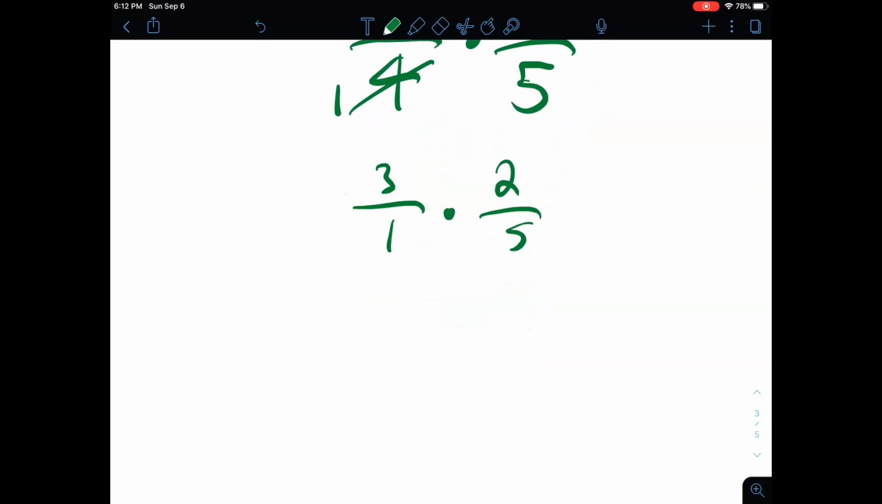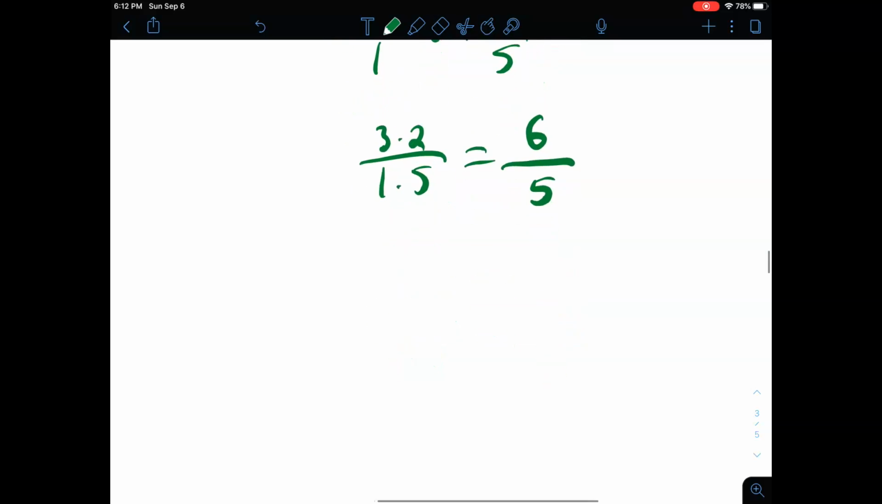Now it's multiplying fractions, no big problem. Top times top or bottom times bottom. So we have 3 times 2 over 1 times 5. And what is 3 times 2 going to be? That's going to be 6. 1 times 5 is 5.